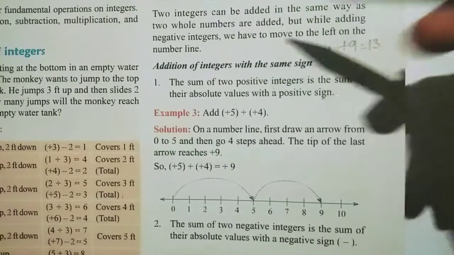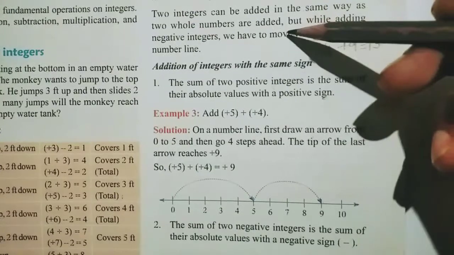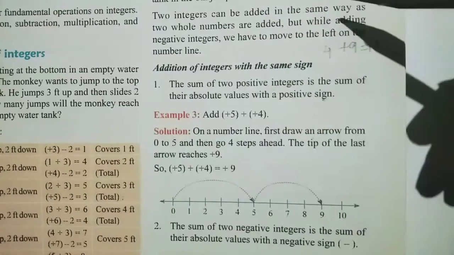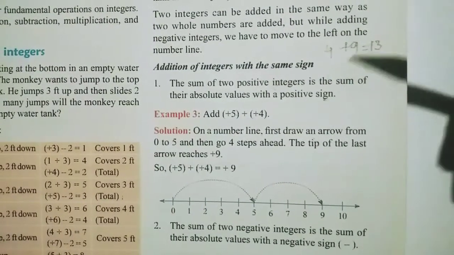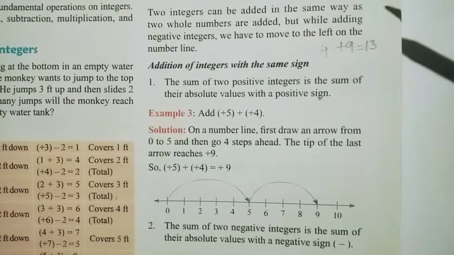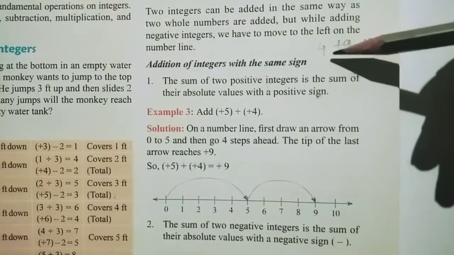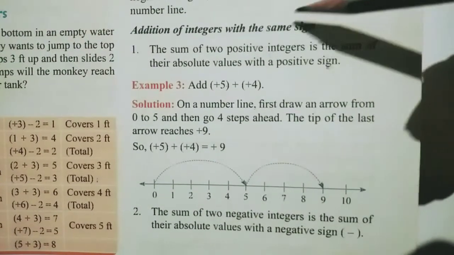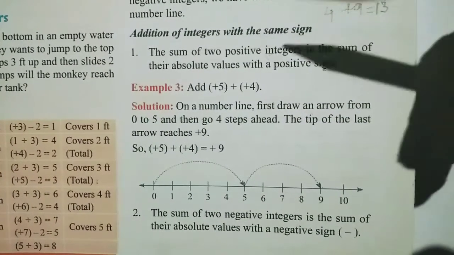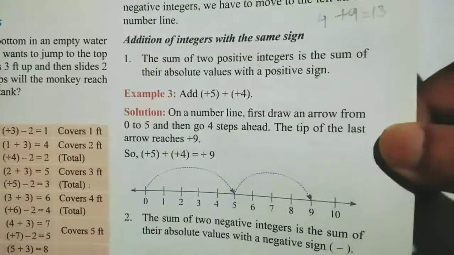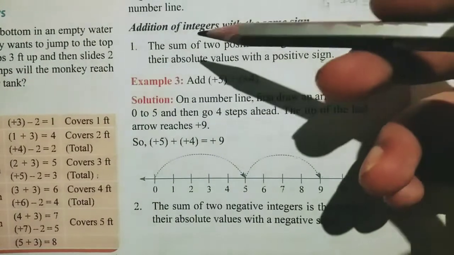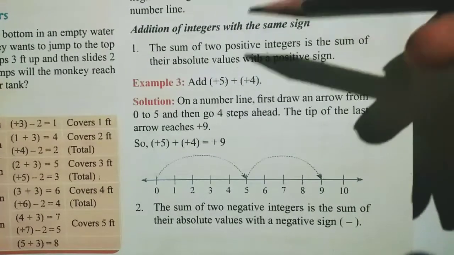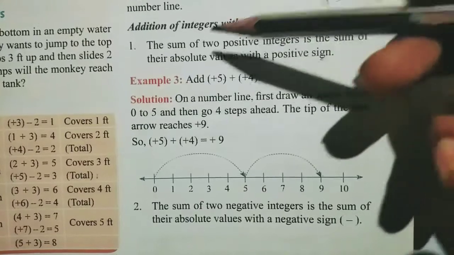In this way we add the two whole numbers. So here also same thing, in the same manner we can add the two integers. But while adding negative integers, we have to move to the left on the number line. So we have to be careful while adding the negative integers. But while adding the positive integers, then it is our normal addition. Let's start with the rules. So addition of integers with the same sign. That means if the signs of the integers are the same, if it is positive and positive, or if it is negative and negative, then what happens?